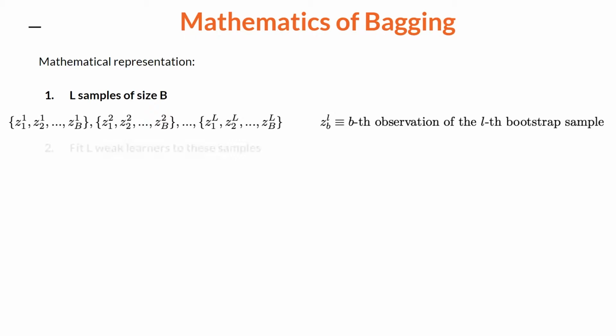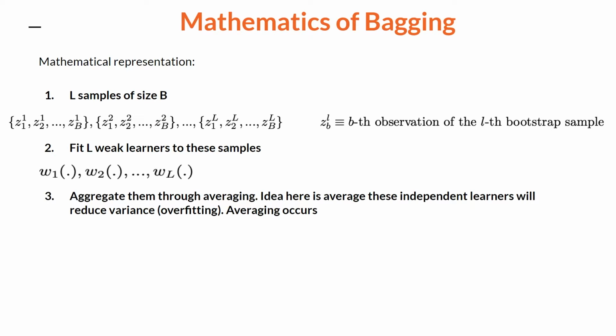So now we've represented our samples. Let's fit L weak learners to these samples. It's a little bit more of a simple representation. You have W sub 1 through W sub L. So you're having L weak learners because you have L samples. And then you're simply aggregating them through averaging. So the idea here is that if you're able to average these independent learners, it's going to reduce variance or overfitting. Now, if you remember, variance is a measure of the data dispersion of a data set.